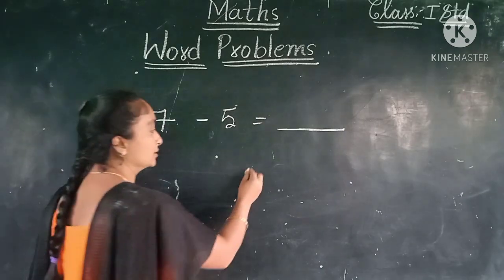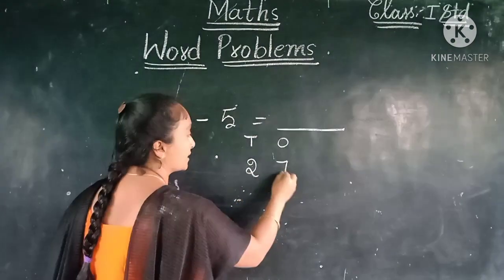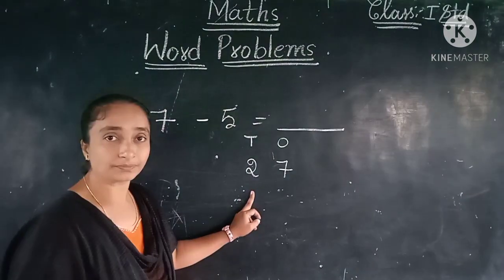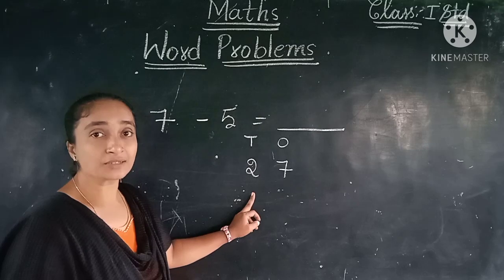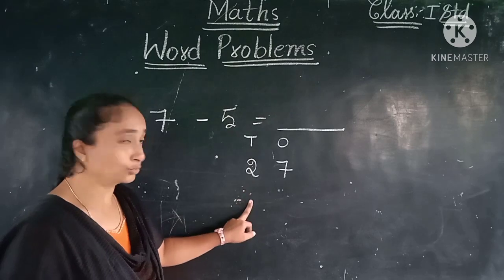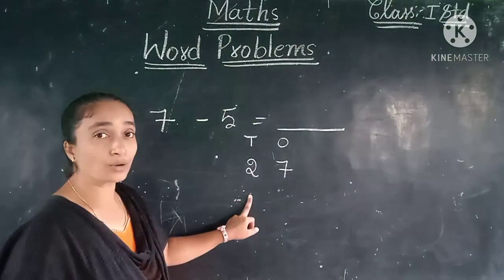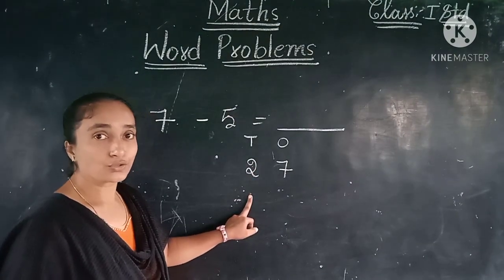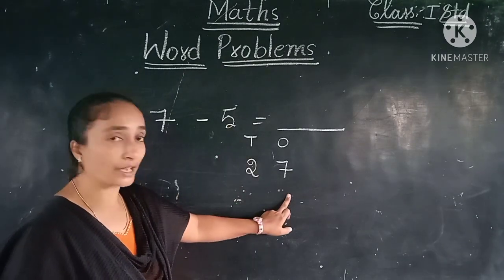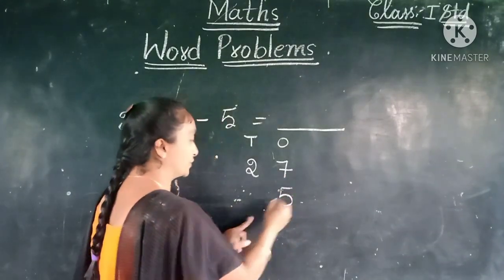So how should we write here? Here we can write, children, the tens place and the ones place. 2 tens, 7 ones, 27. 5 members are absent. So children, let us write the 5 here. No. 5 means only 5 ones. If you write the 5 here below the 2, the value will change, because if you write the 5 in the tens place, it will become 5 tens. So we should not write it here. Here the 5 means only 5 ones, so we should write the 5 below the ones place, that means below the 7.